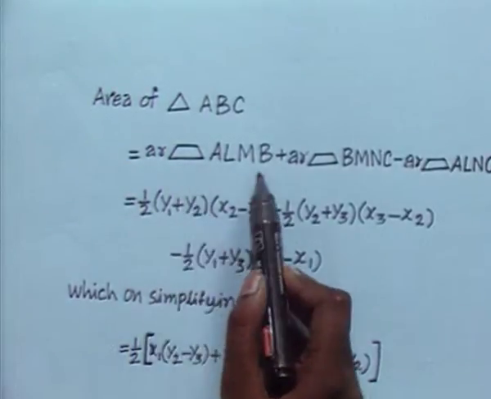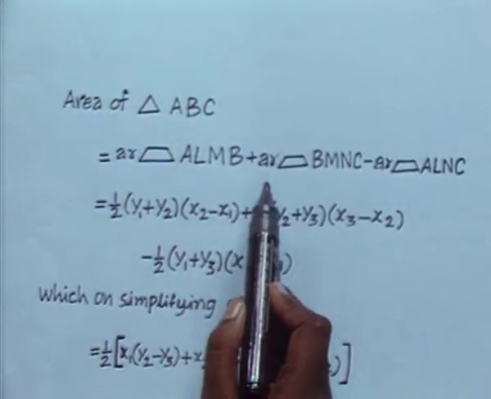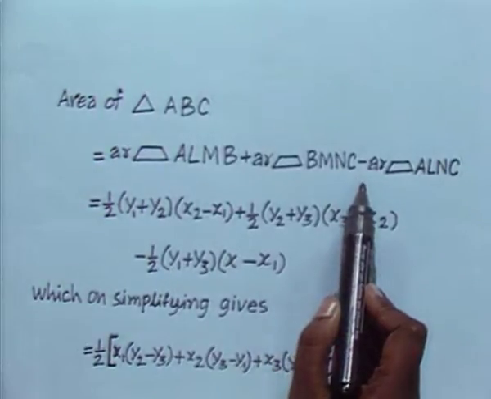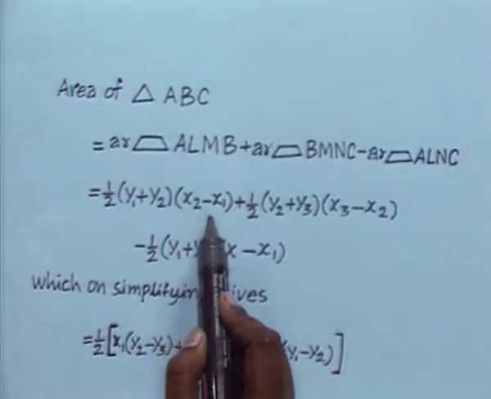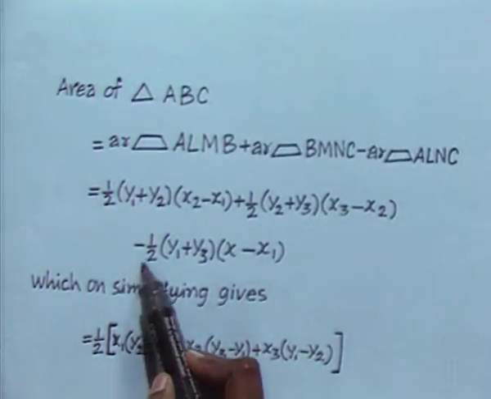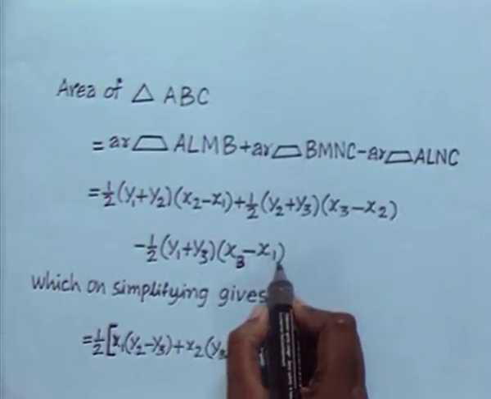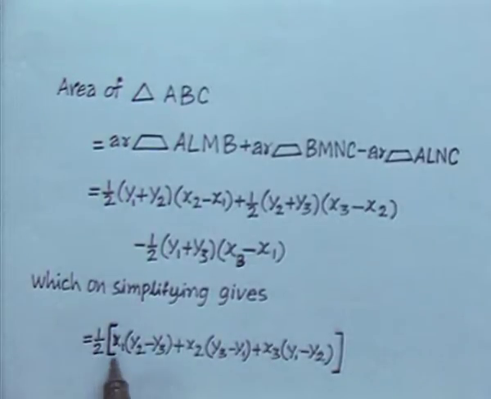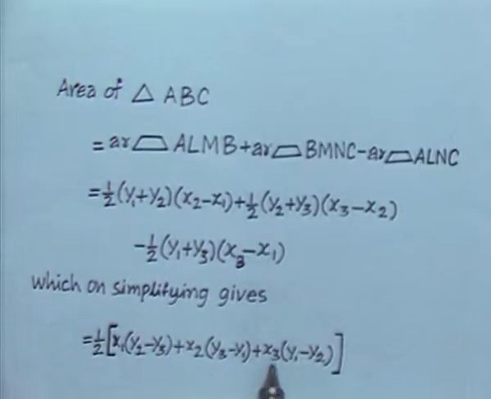So now the area of triangle ABC is equal to, as you said, the area of the first two trapeziums, that is area of trapezium ALMB plus area of trapezium BMNC minus area of trapezium ALNC, which is equal to half into (y1 plus y2) multiplied by (x2 minus x1) plus half multiplied by (y2 plus y3) multiplied by (x3 minus x2) minus half multiplied by (y1 plus y3) multiplied by (x3 minus x1), which on simplifying gives half into [x1 multiplied by (y2 minus y3) plus x2 into (y3 minus y1) plus x3 into (y1 minus y2)]. A good method indeed, but the formula is quite long.